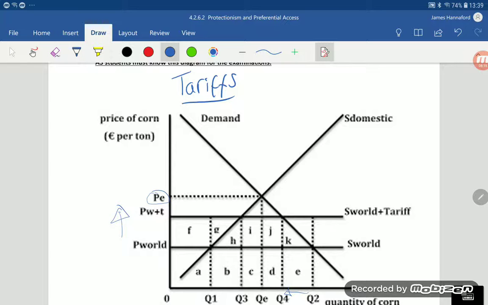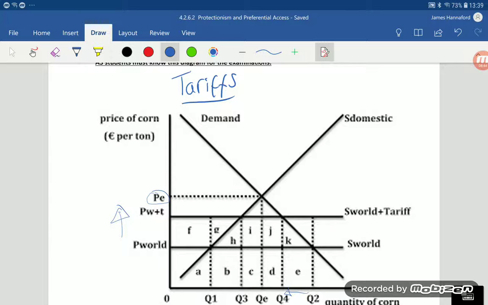The domestic supply, on the other hand, has now increased. So it was Q1 and has now gone up to Q3. It's unsurprising that the quantity supplied increased by domestic producers because of the higher price, i.e. once the tariff was added. So what's the consequence of that?